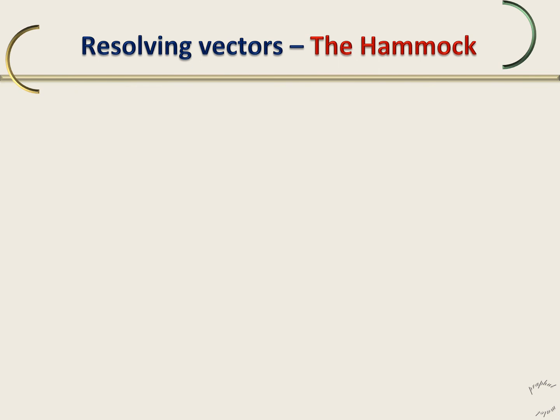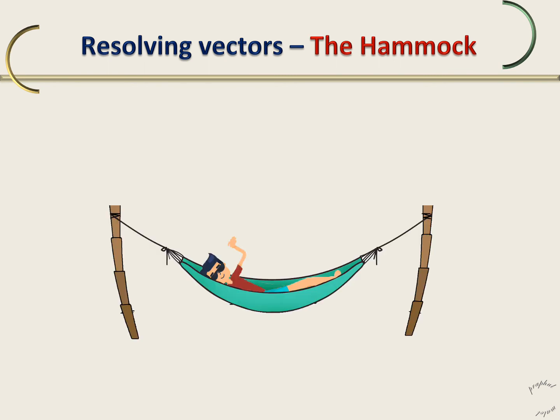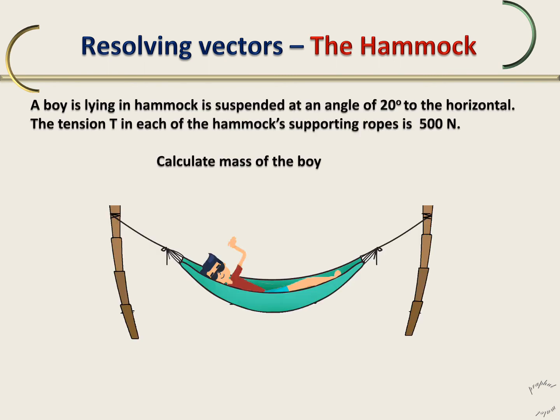Now let's see another example of splitting or resolving vectors, the hammock. You can see a student is lying down in a hammock which is suspended at an angle of 20 degrees to the horizontal. The tension in each side of the rope is given as 500 Newton. You are asked to calculate the mass of the body.